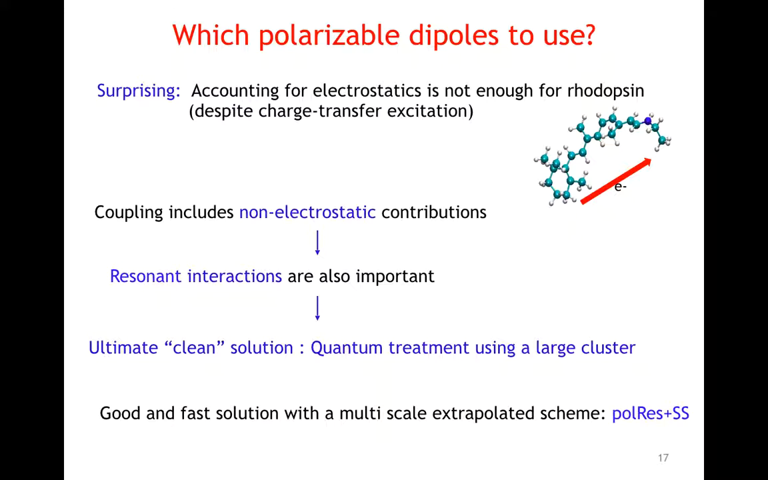So at this point, what have we learned from this, and what can we do? We had the surprise that accounting for the electrostatic terms is not enough in the case of rhodopsin, even if we are talking about a charge transfer excitation. This tells us that the coupling terms go beyond the electrostatic picture, and we need to include another kind of polarization that takes into account non-classical effects, and this can be done using the resonant polarization of the environment.